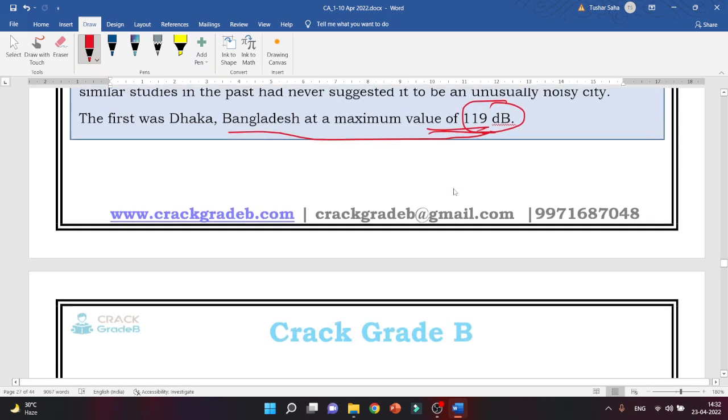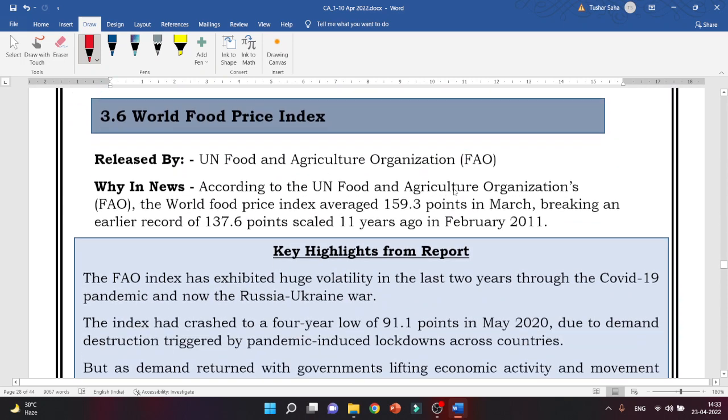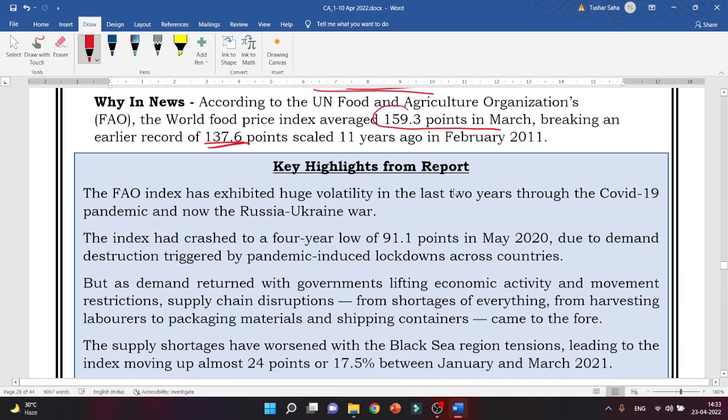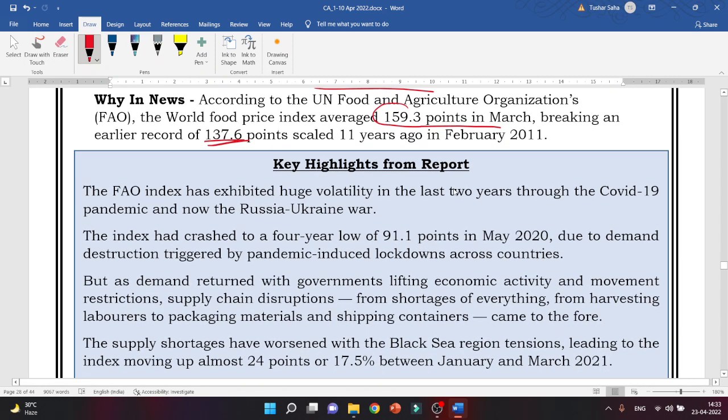So let's move to the next one, that is the World Food Price Index. So this was given by whom? This was given by UNFAO, the Food and Agriculture Organization. So the food index averaged at 159.3 in March, breaking an earlier record of 137.6 scaled 11 years ago in Feb 2011, right?